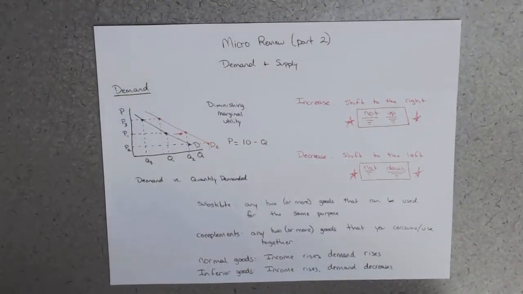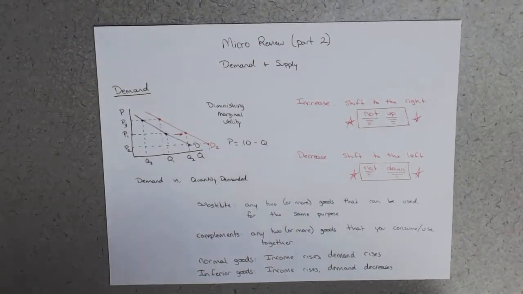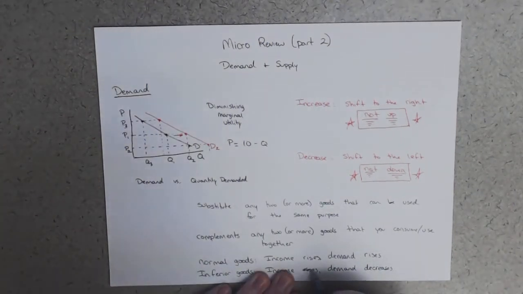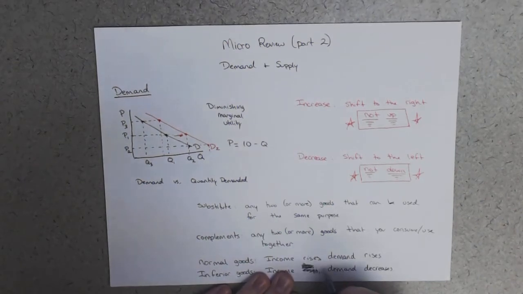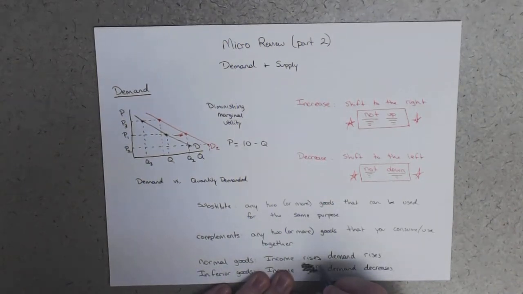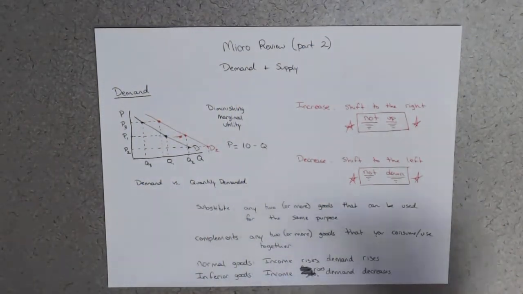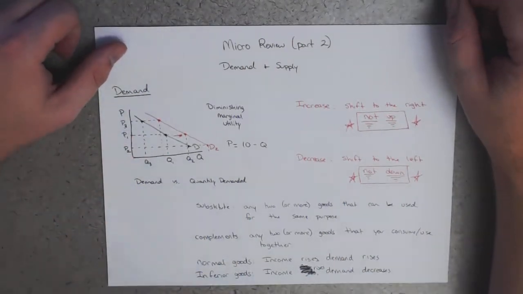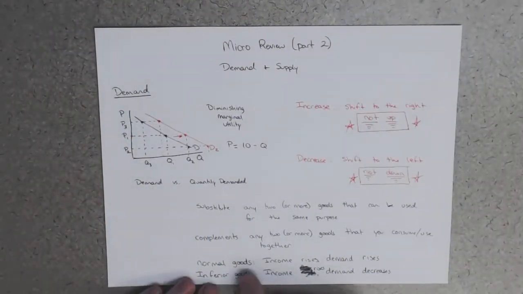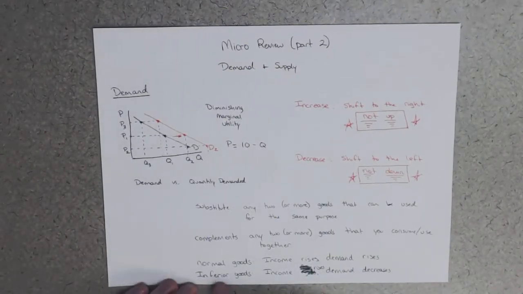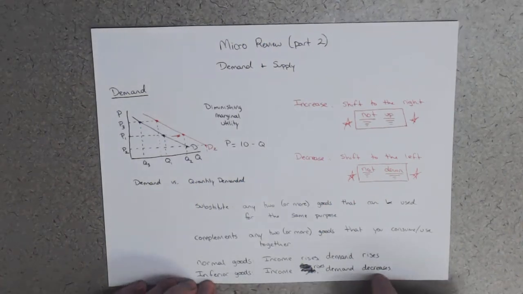So let's say that you get laid off from your job, so your income has fallen. Oh shoot, I messed up. Sorry, I was copying the above here. This is falls. Nope, I was right. Sorry. Rises. Okay, so both of these work in the opposite direction. So if your income falls, your demand for normal goods will fall. And if your income falls, your demand for inferior goods will actually increase.